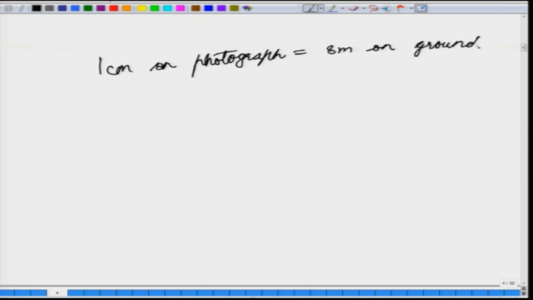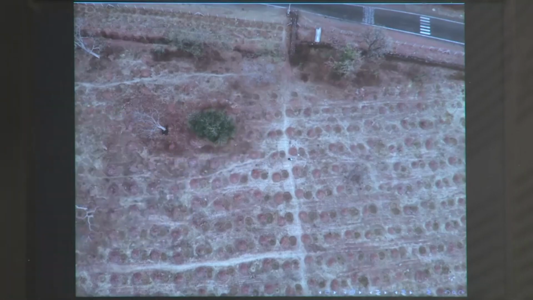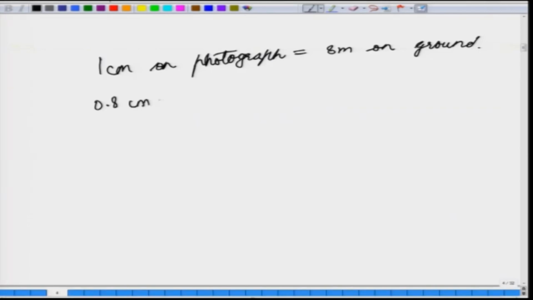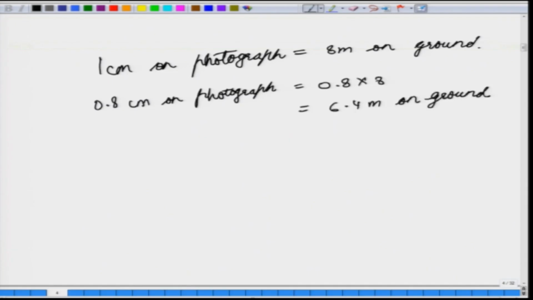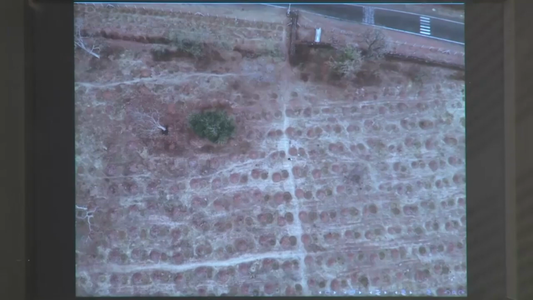Now, you can make use of this information, and suppose the pits are at a distance of say 0.8 centimeter. So, 0.8 centimeter on photograph in that case will be equal to 0.8 into 8 is 6.4 meters on ground. So, what we are using photogrammetry in this sense is to use it for a metric computation. So, you are trying to measure different points on the ground without going to that location, just by making use of the photographs.